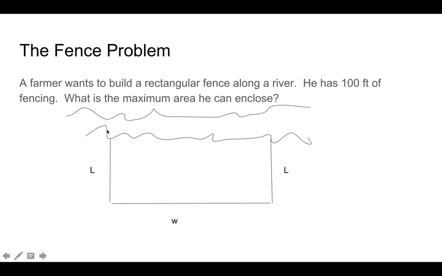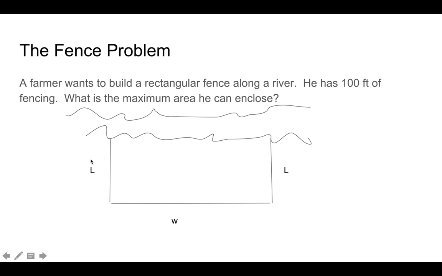Okay, so let's call these sides here, the ones perpendicular to the river, L. And then this side parallel to the river, we'll call it W. So the amount of fencing that he's actually using, he's got an L plus a W plus another L, have to add up to 100. That's how much fence he has.